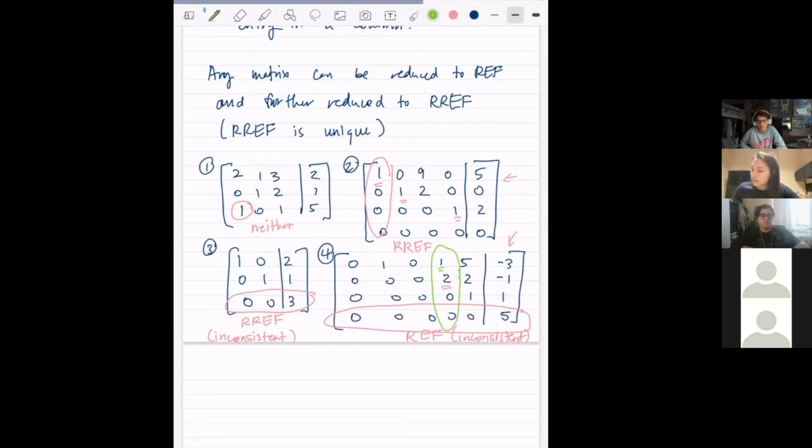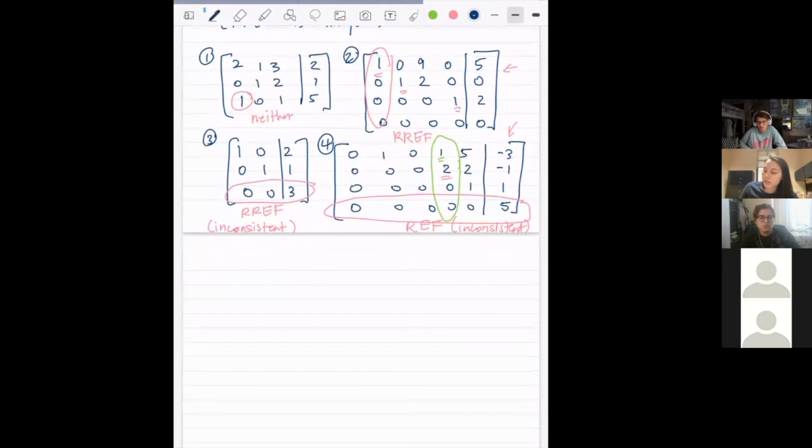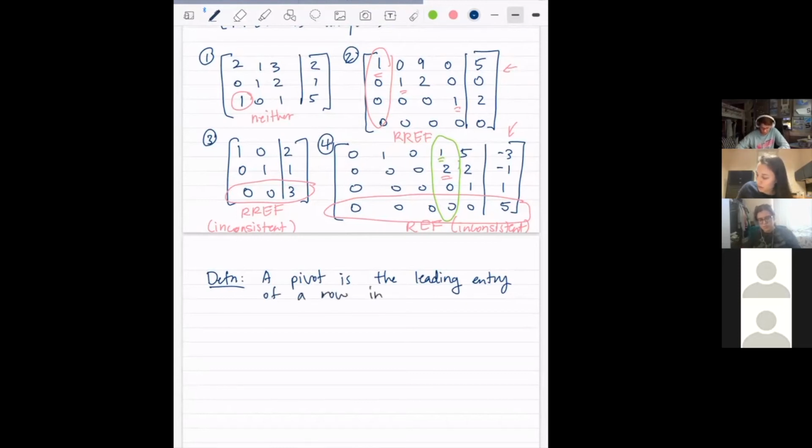All right. I think last time I went over the definition of a pivot, so I'll give it to you again because we're going to expand on it. A pivot is the leading entry of a row in a matrix that is in row echelon form. Okay, so the leading entry of a row in a matrix in row echelon form.